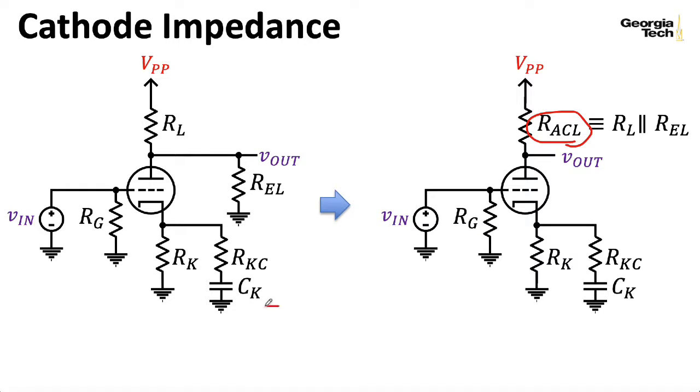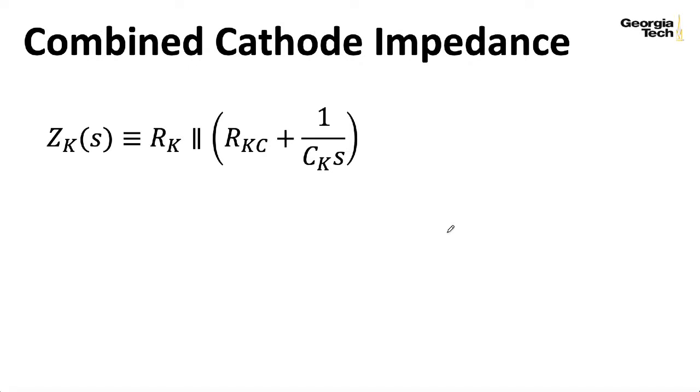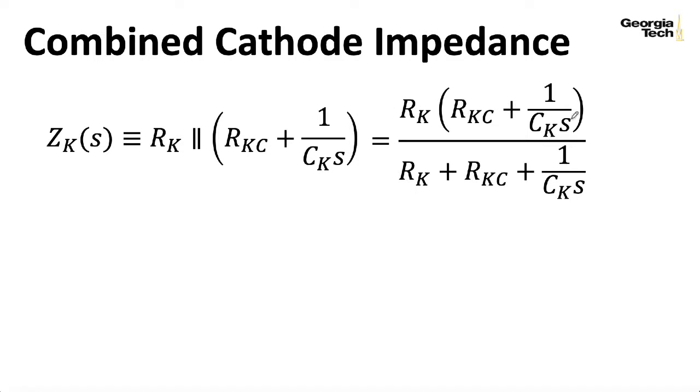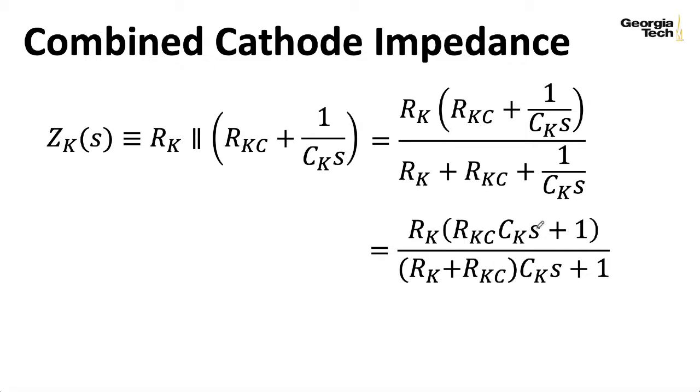And then it will be very convenient to take all of this stuff down here and just call it some generic impedance Z. That's R_KC, this resistor in series with the cathode capacitor, plus 1 over C_K s, which is the impedance of the capacitor, in parallel with R_K. So after explicitly writing out this parallel combination, the first thing we would want to do is multiply the numerator and the denominator by C_K s to clear that out. And I wound up with something that looks like this, and this clearly is going to have the form of a shelving function. In this case, it's a high-pass shelf.